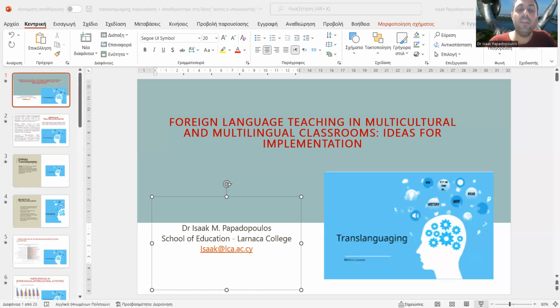So while developing the English language, the students very often asked for clarifications using the Greek language, and of course they also used the Greek language instead of English, performing translanguaging when they wanted help from the teacher, when they wanted to ask something from the teacher, and of course they also used body language to express themselves in an effective way.